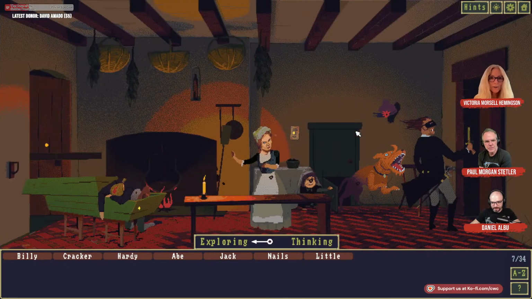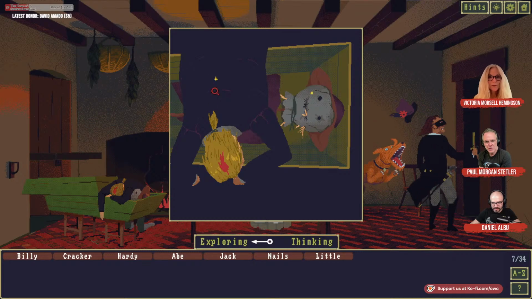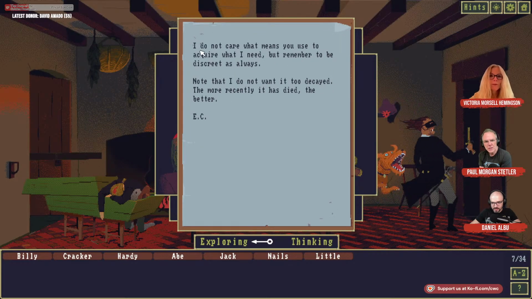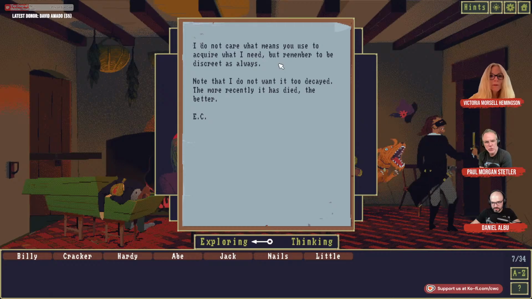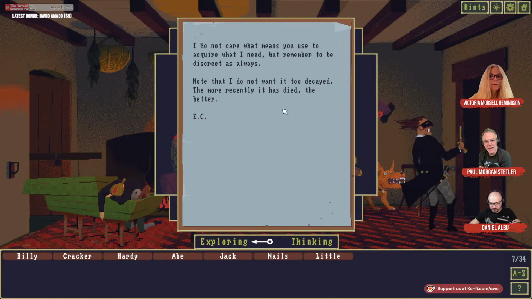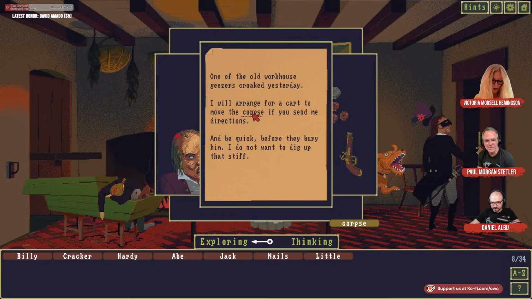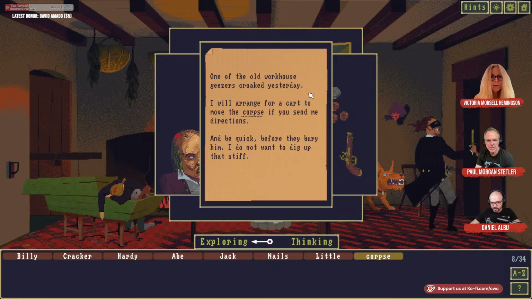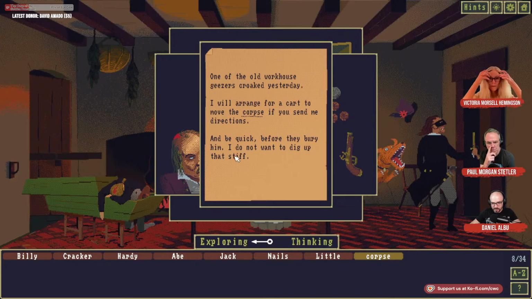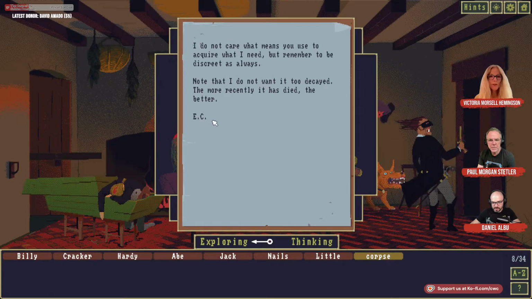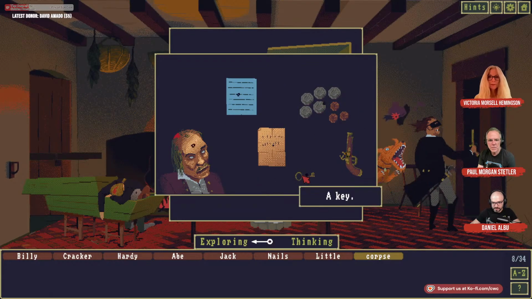Okay. We'll get it. So we have this guy. That's David Gorin. Hi, David. I do not care what means to use to acquire what I need, but remember to be discreet as always. Note that I do not want it to decay. The more recently it has died, the better. Ooh. Edmund Cloudsley. Edmund wants a fresh body. One of the old workhouse geezers croaked yesterday. I will arrange for a cart to move the corpse if you send me directions, and be quick before they bury him. I do not want to dig up that stiff. So maybe Edmund Cloudsley wants the corpse. Yeah.